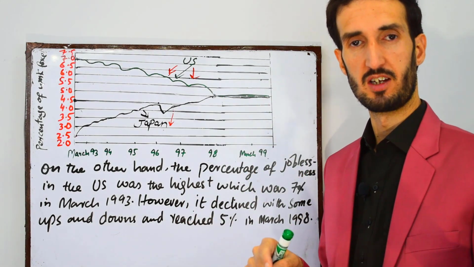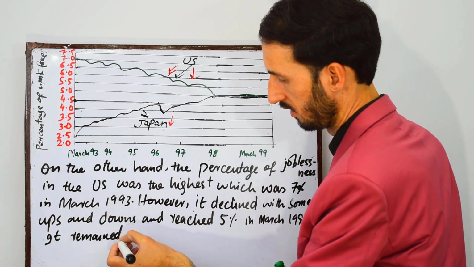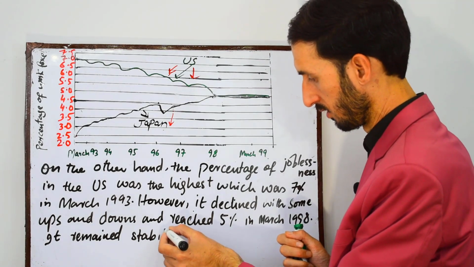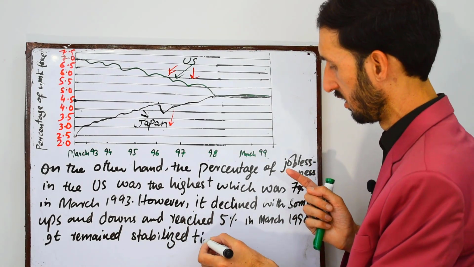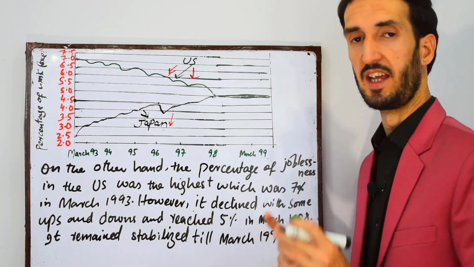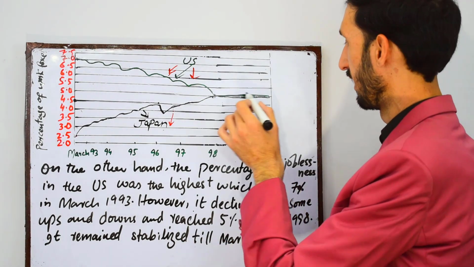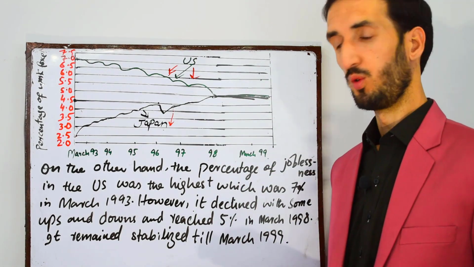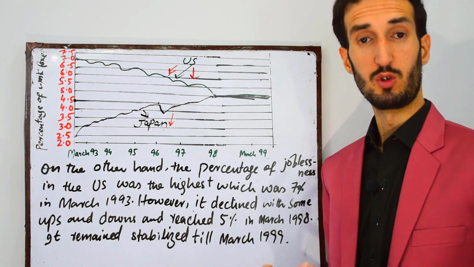I mean, it remained the same. It remained stabilized till March 1999. So it remains stabilized till March 1999. You can see till 1999 it didn't change, it remained the same. So this is our second body paragraph. Here we have finished. So I hope you have liked my video.